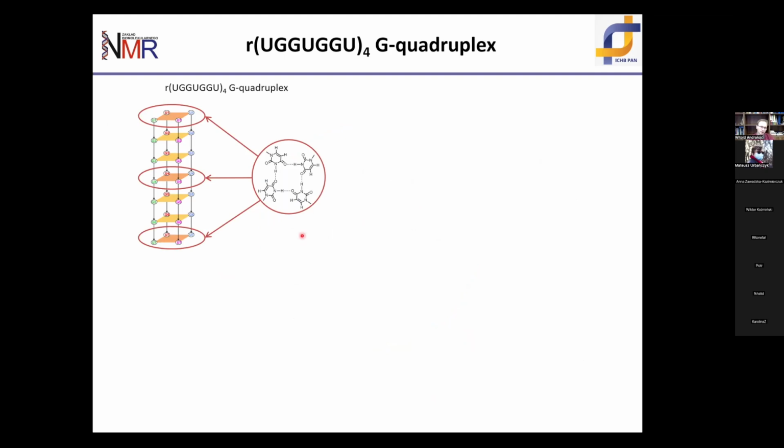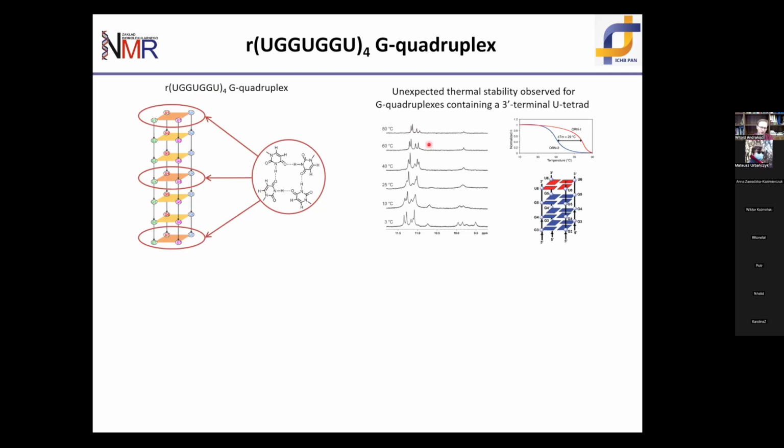And the one project I would like to present to you today is one where we studied a G quadruplex formed by the sequence UGG, UGG, U, that actually in its structure, apart from 4 G tetrads shown here in yellow, contained 3 uridine tetrads in 3 very different chemical environments: at the 5' end, at the 3' end, and in the middle stacked between 2 G tetrads. And what was very interesting about this system was that it was unexpectedly thermally stable.